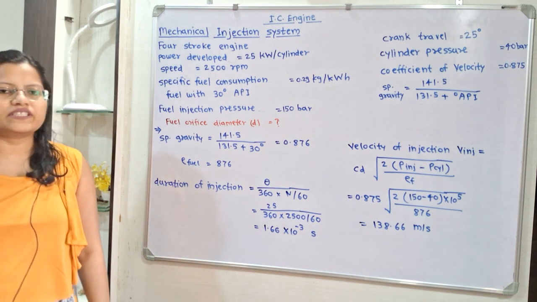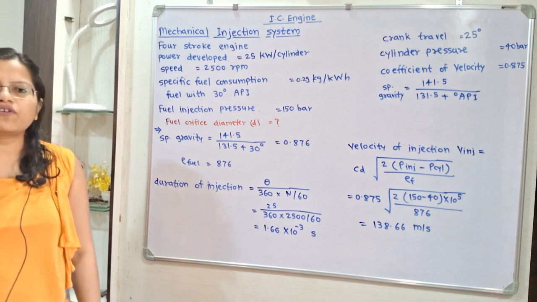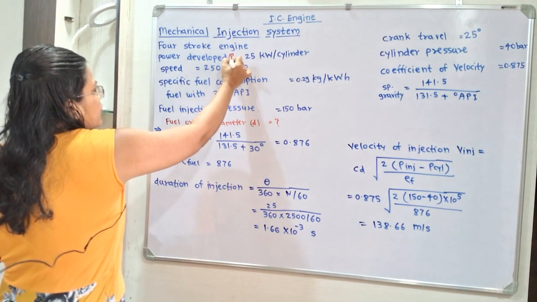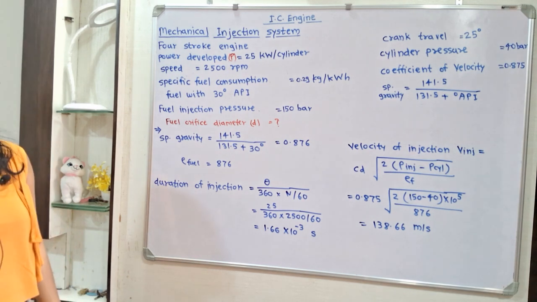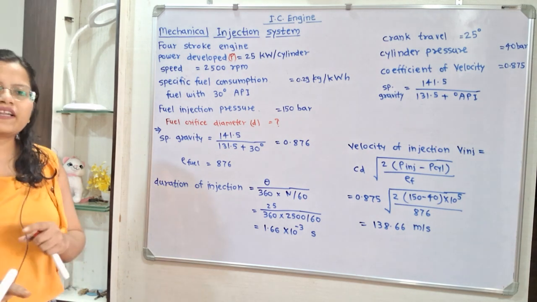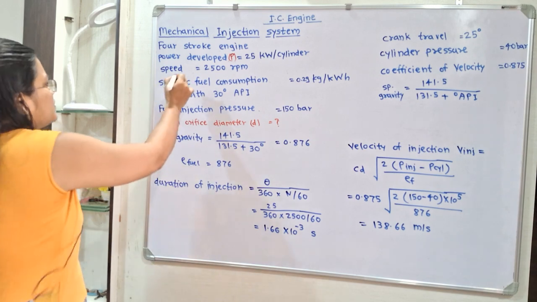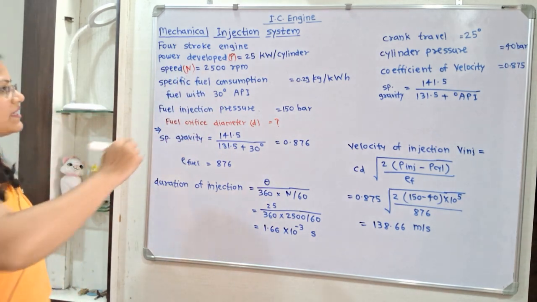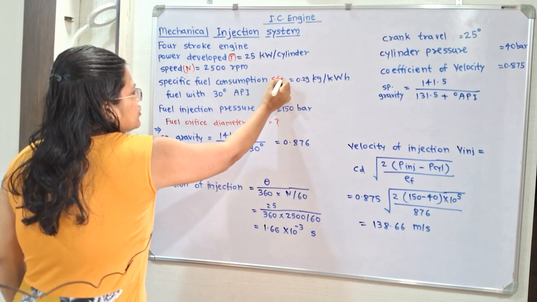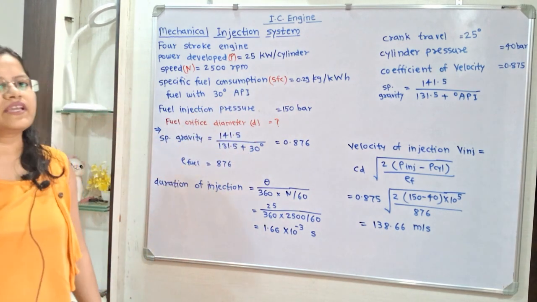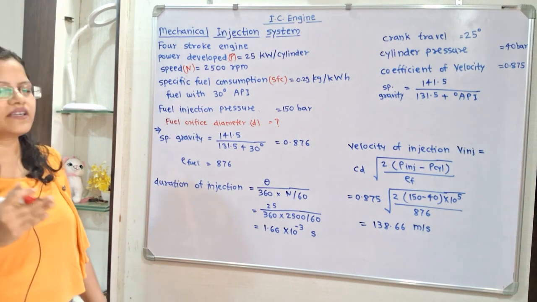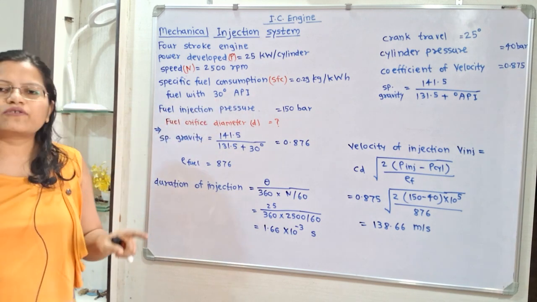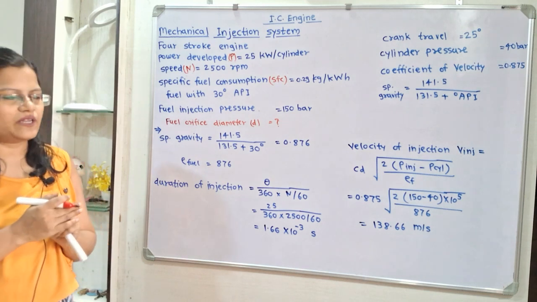This is a 4-stroke engine and the power developed is 25 kilowatt per cylinder. We will use the notation capital P for the power developed. Speed is given as 2500 rpm, that is revolutions per minute, so for speed we will use the notation capital N. Specific fuel consumption, that is SFC, is equal to 0.29 kilogram per kilowatt hour. Fuel with 30° API. The term API is used to calculate the specific gravity of the fuel.